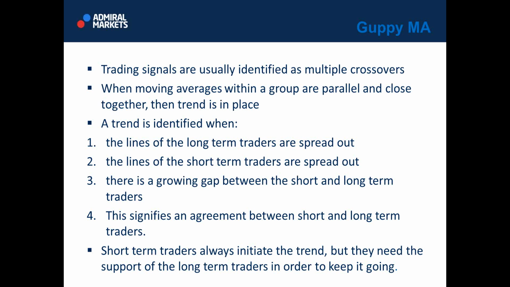We have trading signals using Guppy moving averages. Trading signals are usually identified as so-called multiple crossovers. Again, pay attention to what I'm saying. I said we need the whole group of fast EMAs above or below the slow EMAs to identify the trend. The same thing goes with trading signals. We need to have the full group below or above the slow to identify the entry. So we need the whole group of fast EMAs to be above or below to give us the trend and the entry.